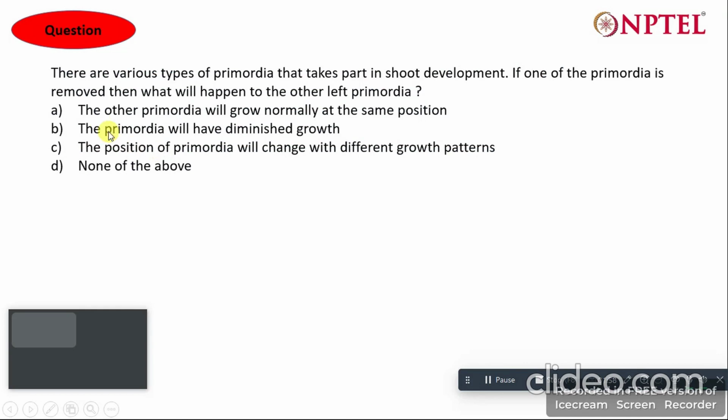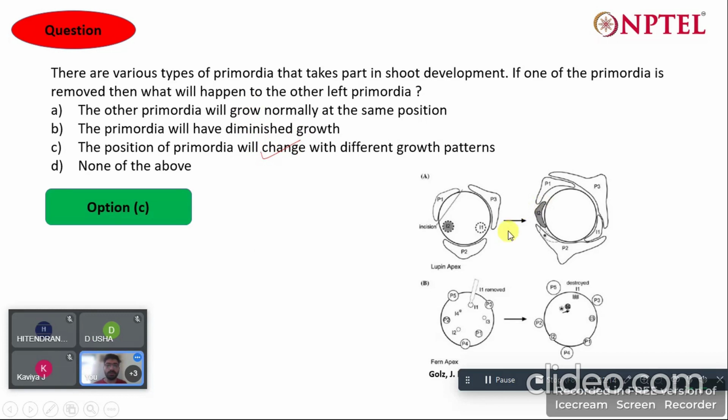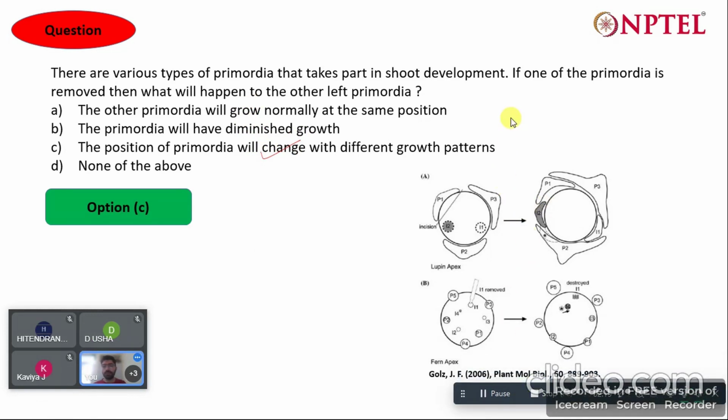So we were discussing there are various types of primordia that take part in shoot development, and if one of the primordia is removed, then what will happen to the other leftover primordia? And the answer was C here. And I was explaining how it takes place. So these are the different primordia that are present during shoot development, and it develops into the normal plant. So these are different primordia: P1, P2, P3, I1 and I2.